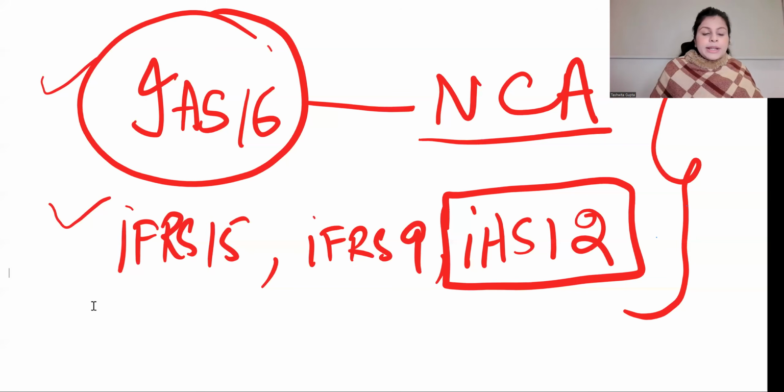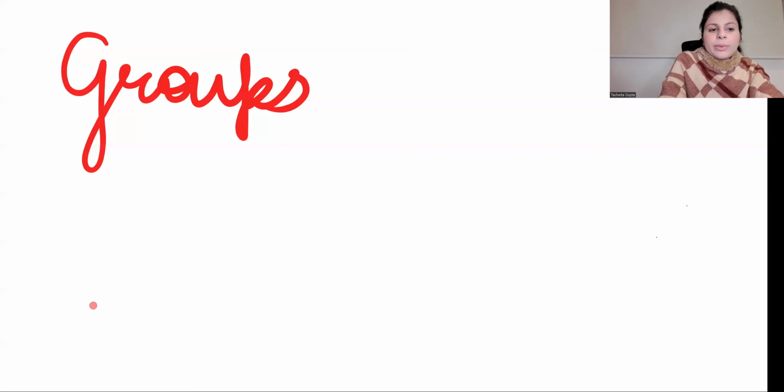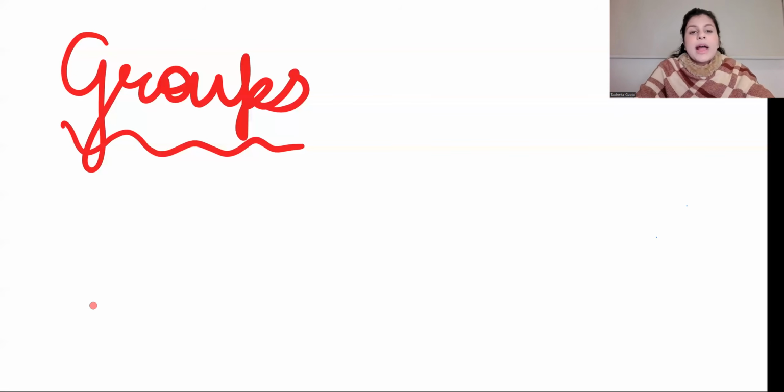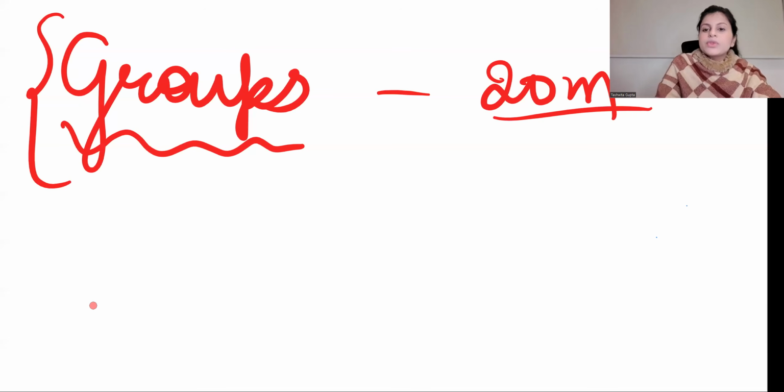Second important unit is group accounts. Now groups, we all know, consolidation. How do we consolidate? How do we prepare group P&L, group OCI, group SFP? Cash flow is not there in your syllabus for groups. So this is what is tested in 20 marks. You might even encounter MCQs on this.